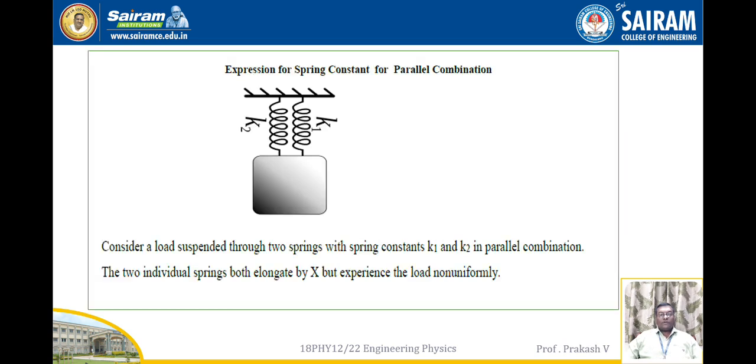Next, I am going to explain the expression for spring constant for springs connected in parallel. In this picture, we can look at springs connected in parallel. Let K1 and K2 be the force constants for the two springs. Now consider a load suspended through springs with spring constants K1 and K2 in parallel combination. The two individual springs are elongated by x but experience the load non-uniformly. So the two springs experience the extension x.